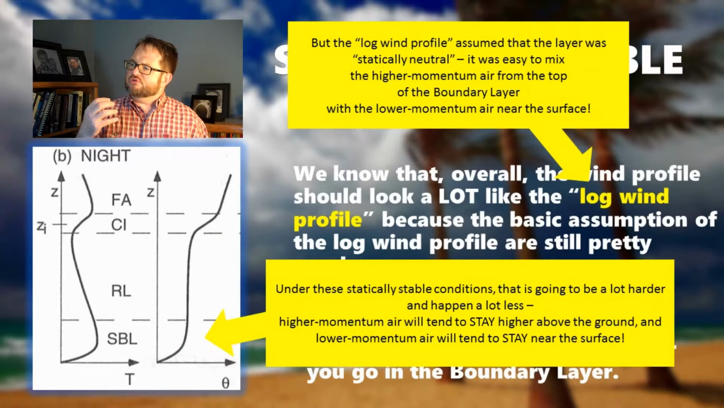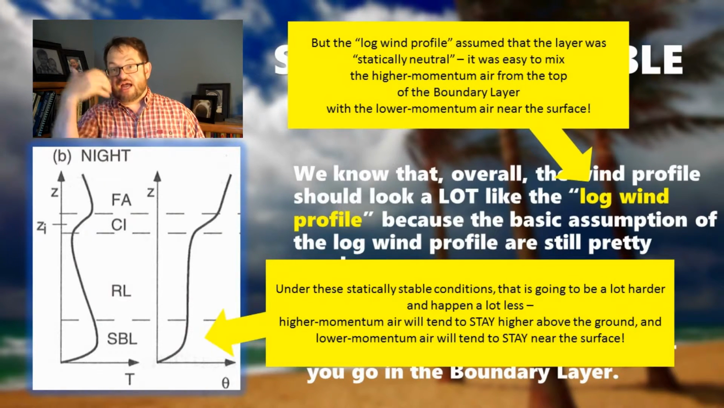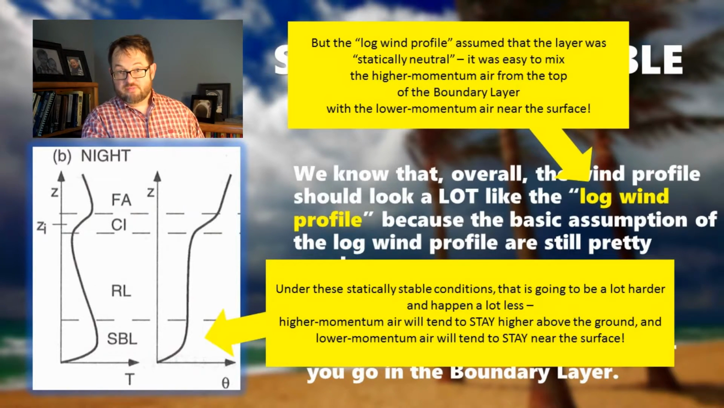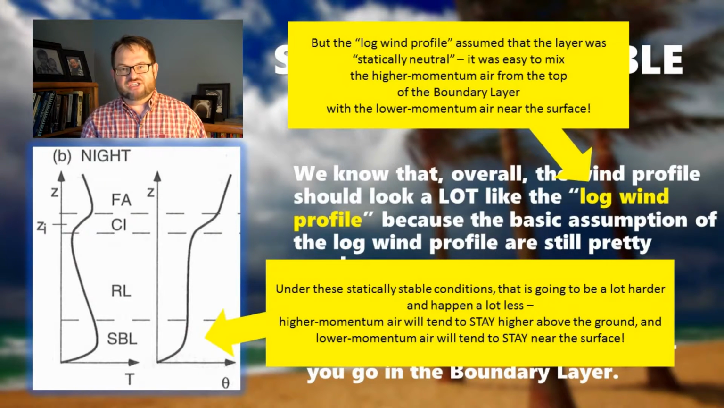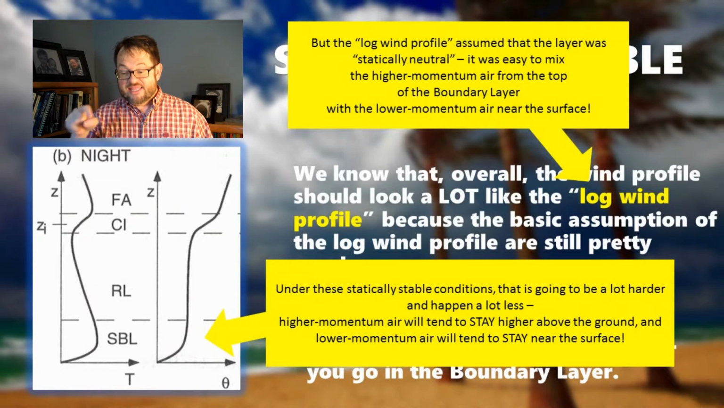When we were talking about that log wind profile, we were assuming that the conditions were statically neutral in that layer, that it was relatively easy to mix higher momentum air from up high in the boundary layer with lower momentum air from down low, and kind of easily transport high momentum downward and lower momentum upward to keep that well mixed. But under these statically stable conditions, that's going to be a whole lot harder. Remember, the atmosphere is going to be resisting vertical motions under these statically stable conditions.